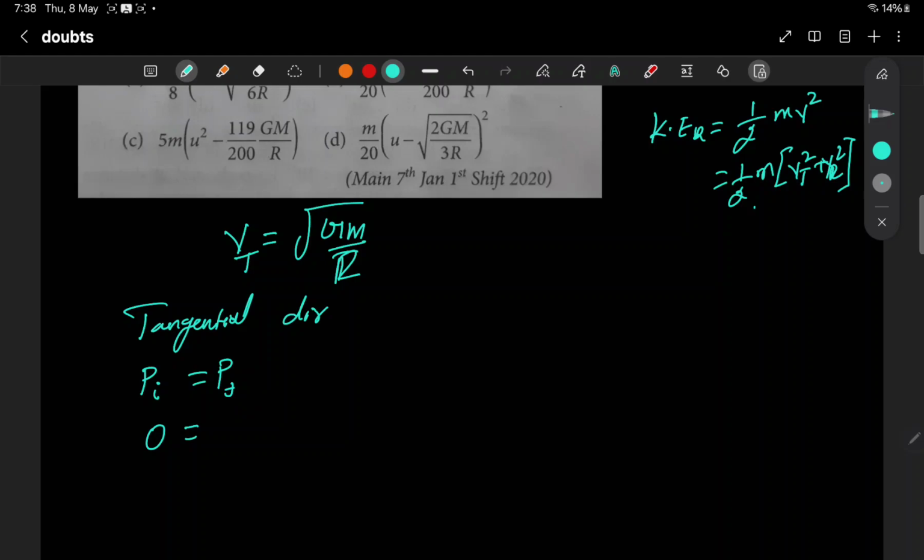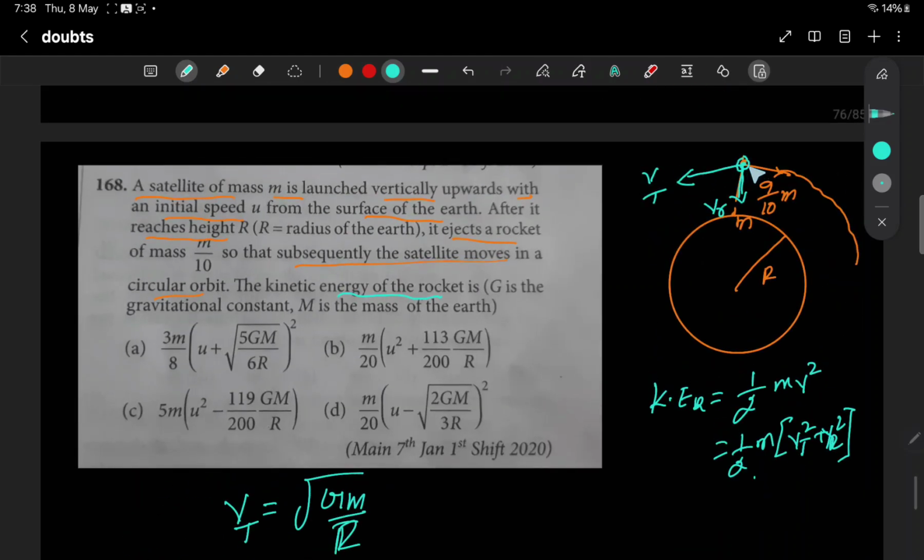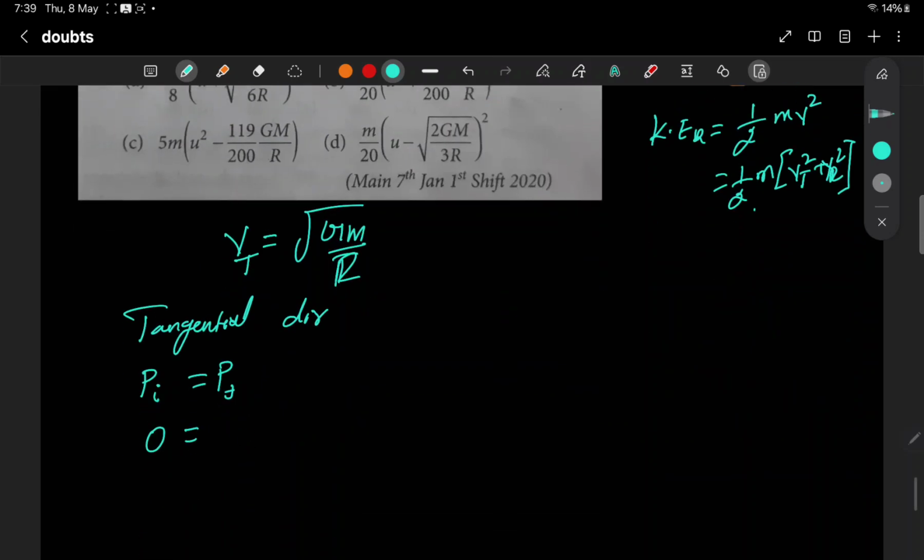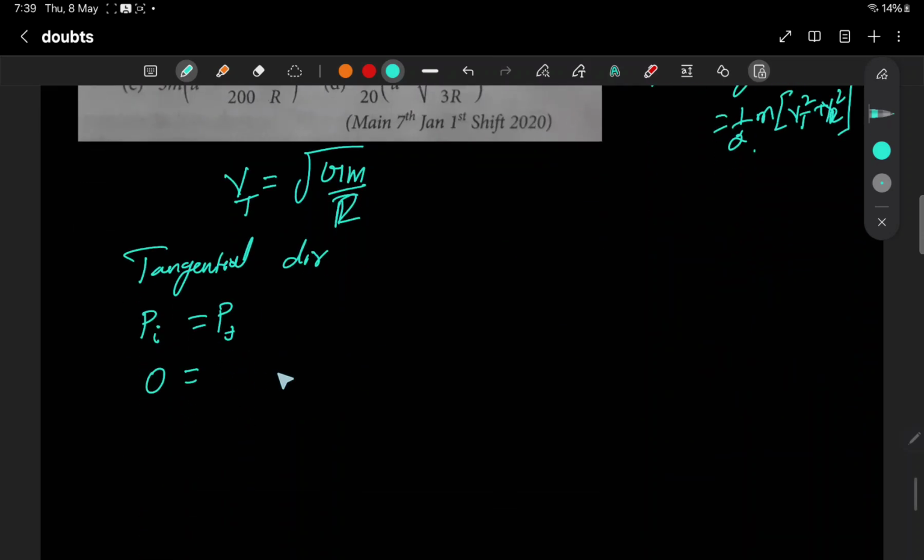So what will the final momentum be equal to? As soon as it blasts, the rocket goes this way and the satellite goes that way. I am talking only about the tangential direction. So they have opposite velocities. What can I write? mv minus mv. First for the rocket: m by 10 into tangential velocity of the rocket, minus the satellite 9 by 10 m into the tangential velocity of the satellite, which is nothing but the orbital velocity.